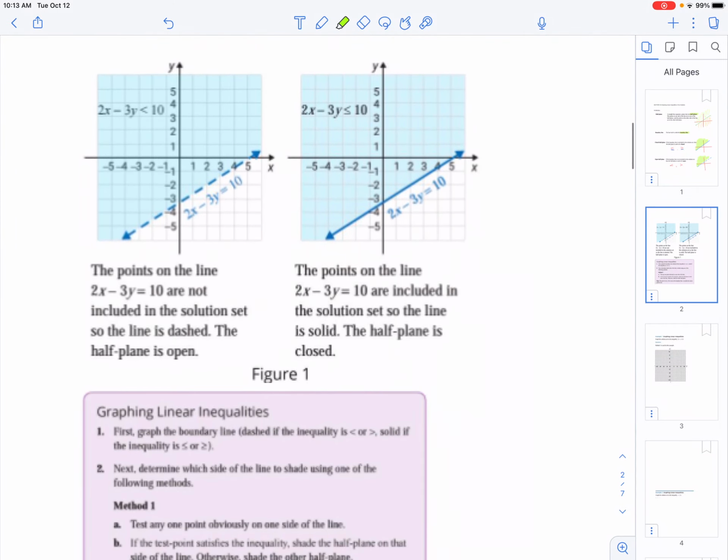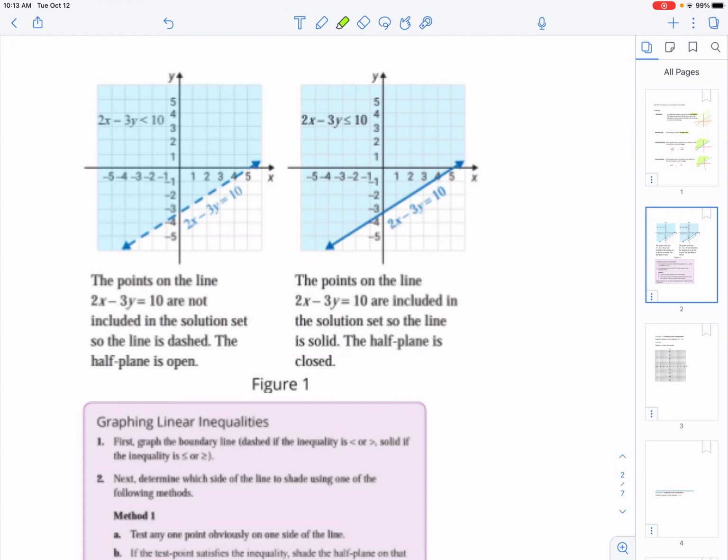Here is an example just to show you. In the first graph, you can see, let me rewrite it and get it out of the picture here. It's 2x minus 3y, and this one is strict, is less than 10. And you'll notice here that this boundary line is dotted. And so that says the solution set includes all the things that are in the shaded region of the half plane, but it does not include the things that are actually on the boundary line.